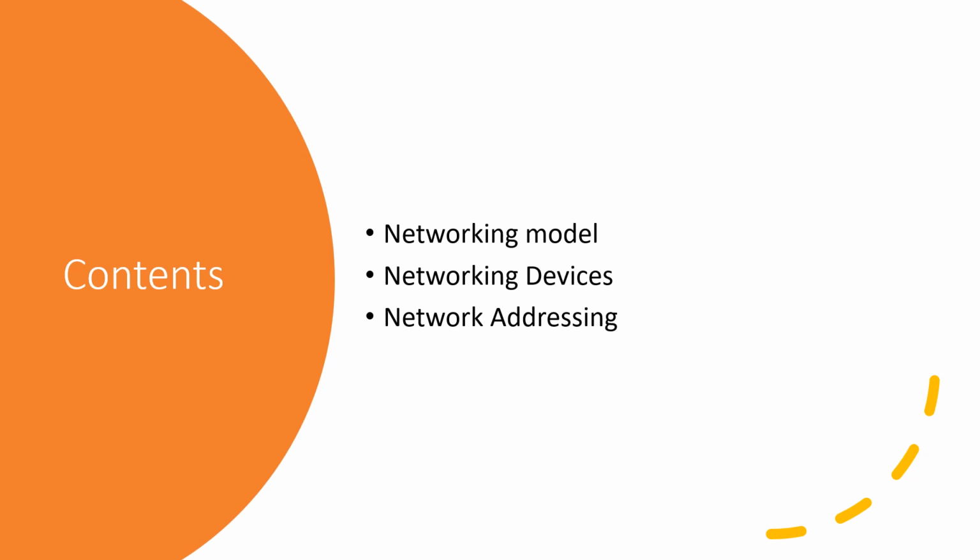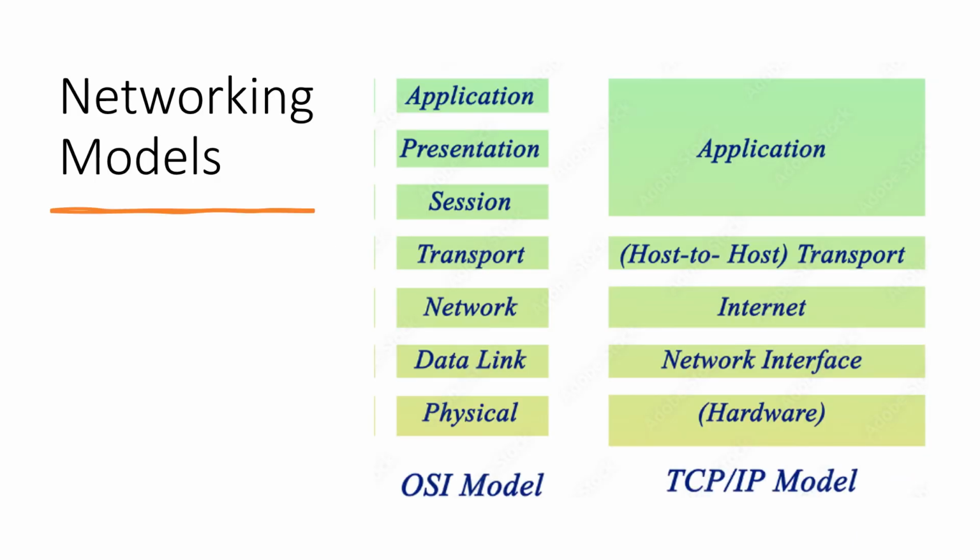In this session, we'll discuss network models, devices, and addressing. So let's just start with networking models. Networking models provide a conceptual framework for understanding how different elements of a computer network communicate with each other. Two of the most widely used networking models are the OSI model and the TCP/IP model.